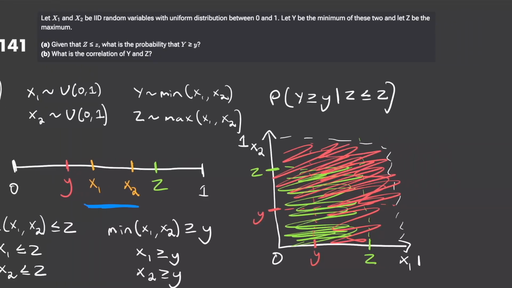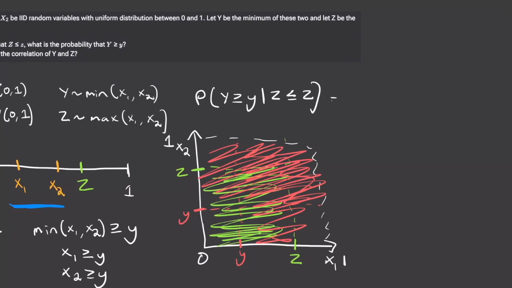And also, by the definition of conditional probability, the probability that y is greater than or equal to y, given that z is less than or equal to z, well, that's just going to be equal to the probability that z is less than or equal to z on the bottom here. And on the top, we have the probability that y is greater than or equal to y intersection z is less than or equal to z.